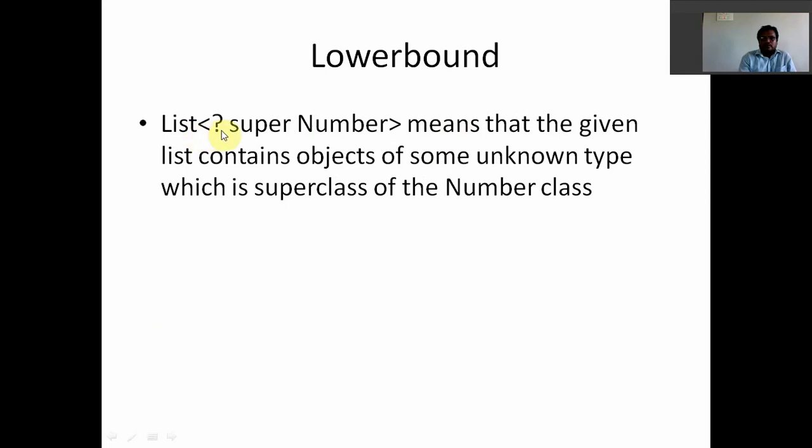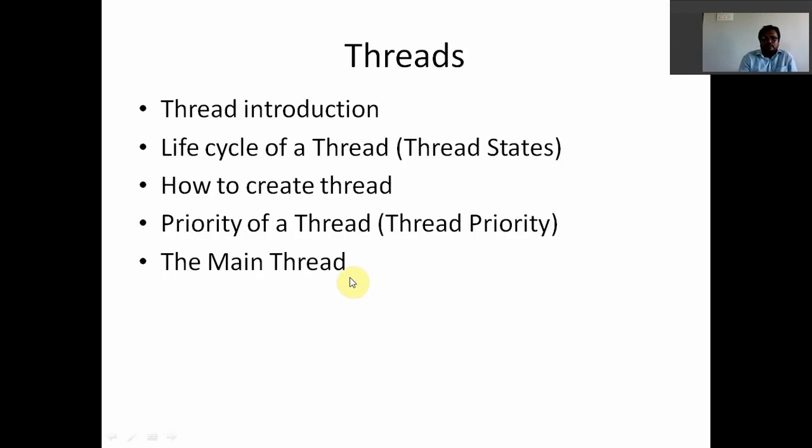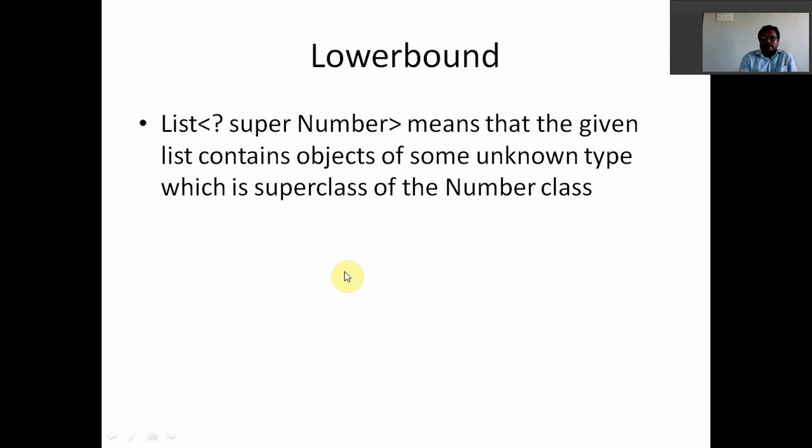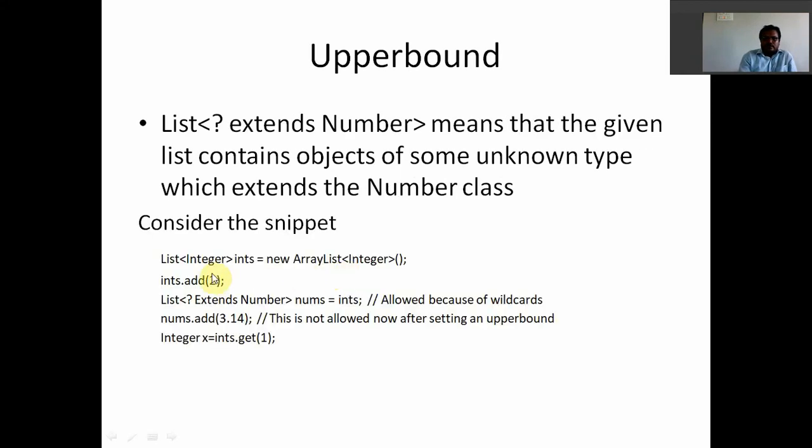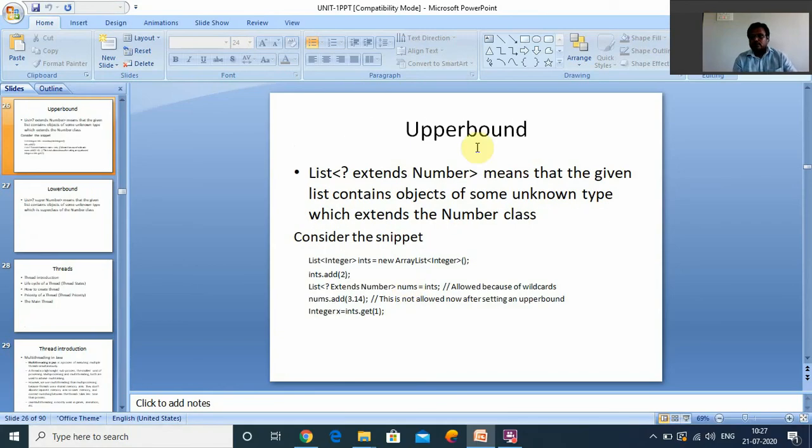Lower bound: List question mark super Number means that the given list contains objects of some unknown type which is a superclass of the Number class. That is the lower bound, and that is generics only. Any questions? Here, ints is already of type Integer, but here we are adding a double value, and that is not allowed, right? The upper bound is Integer. Okay. Any questions? Right, now I will show the example.